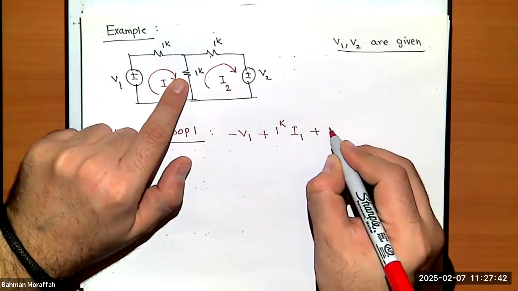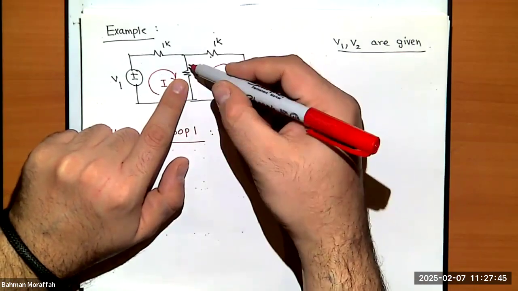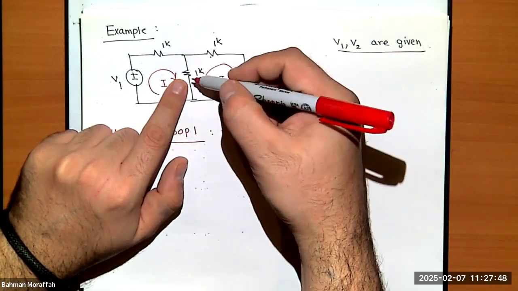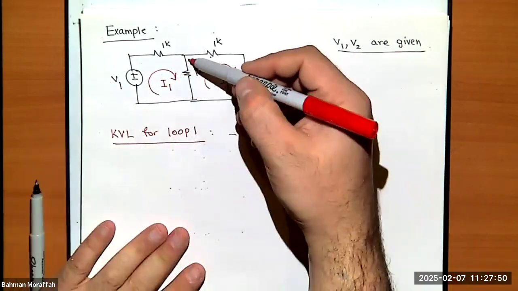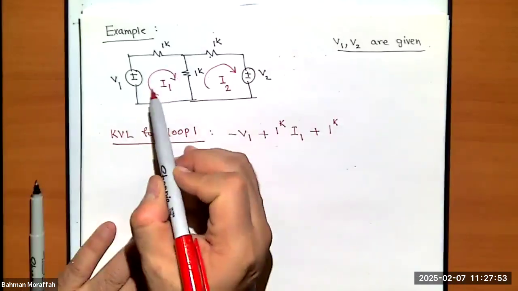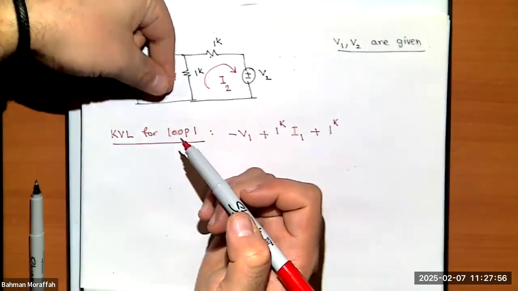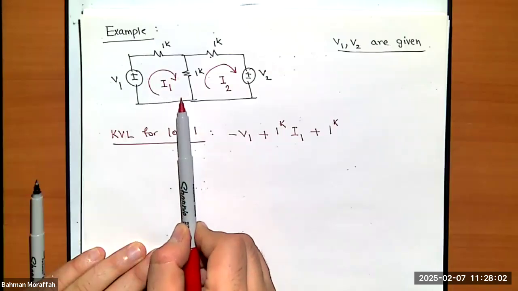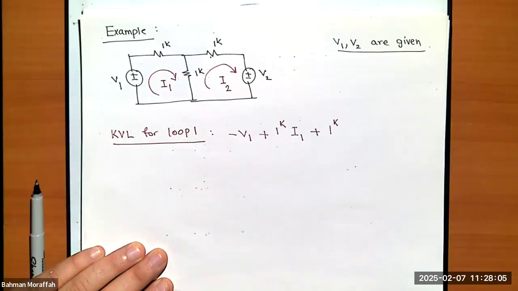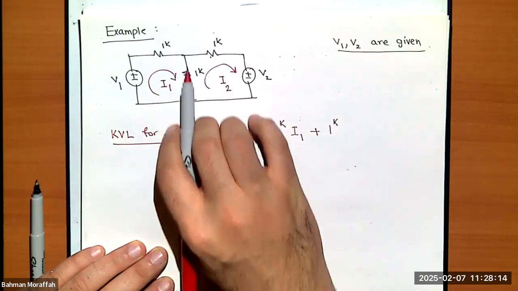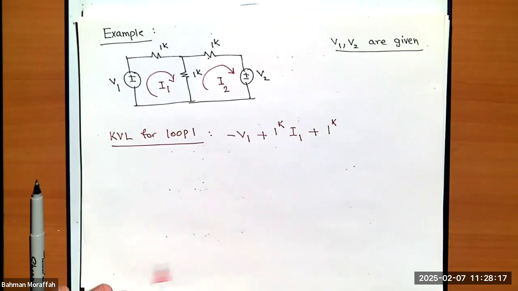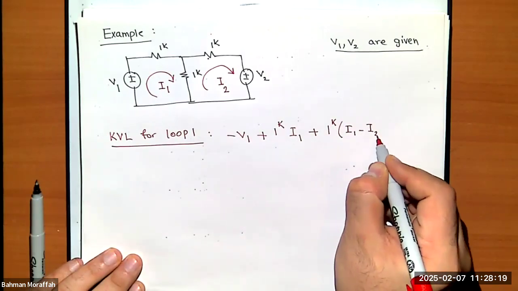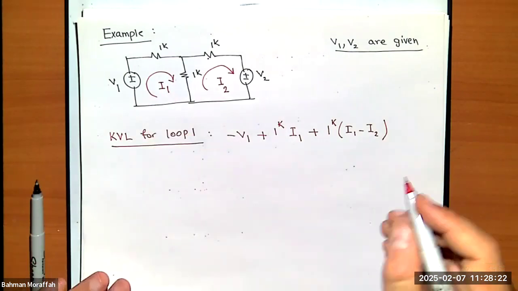How about this guy? What is the voltage across this? It's again the value of the resistance, 1K, times the current through it. But what is the current through it? Remember, I'm going this direction. I1 is going downwards. I2 is going upwards. So if I go this direction, what is the total current? That's I1 minus I2, right? Again, I1 is going down, I2 is going up. They're opposite directions, so it's I1 minus I2. I've got nothing else, so I close the loop.